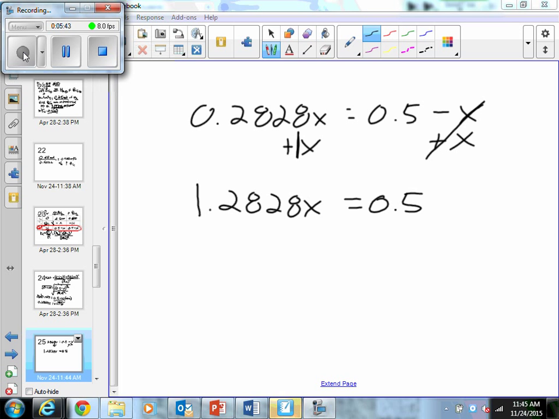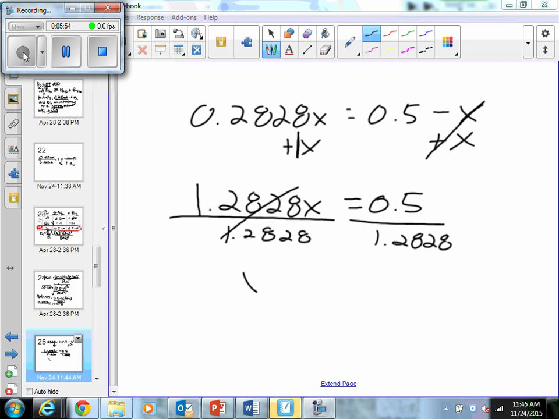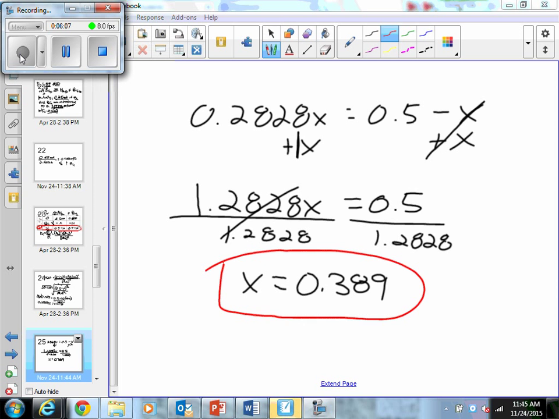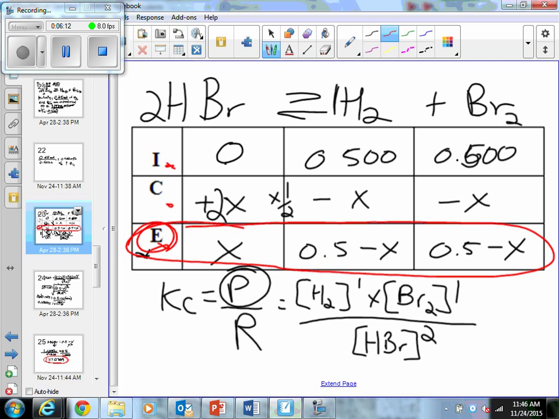Our last step to isolate the X, we have to divide. And we get X is equal to 0.389. Guys, remember at this point, we're not actually finished yet because this is just our value of X. But if we go back to our ICE table, the values at equilibrium, of course, I forgot to write the 2 here. We have 2X, and then we have 0.5 minus X and 0.5 minus X.